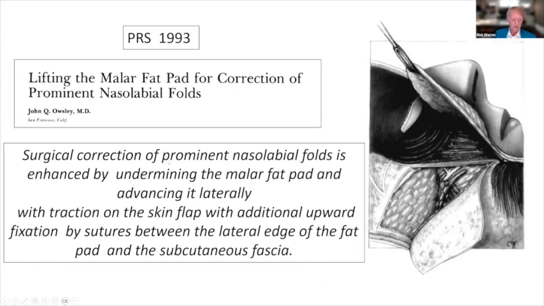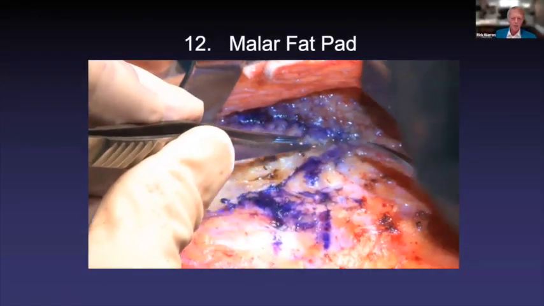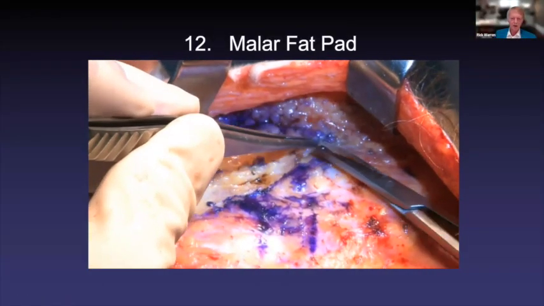And this is what he said. He said, surgical corrections of prominent folds is enhanced by undermining the malar fat pad, advancing it laterally with traction on the skin flap, with an additional upward fixation by sutures between the lateral edge of the fat pad and the subcutaneous fascia. So to do that, he separated the superficial fat into two pieces. This is the malar fat pad that he lifted, and this is the rest of the superficial fat down here. And he had two different flaps. He treated the malar fat pad as a separate unit. I bought into that theory, and for most of my career, I've done this.